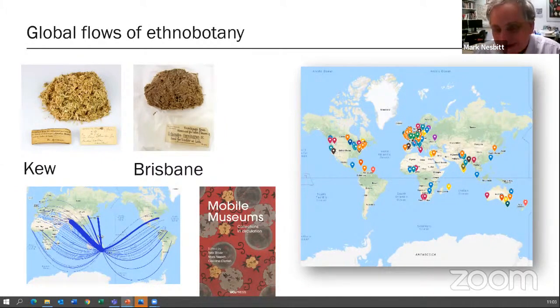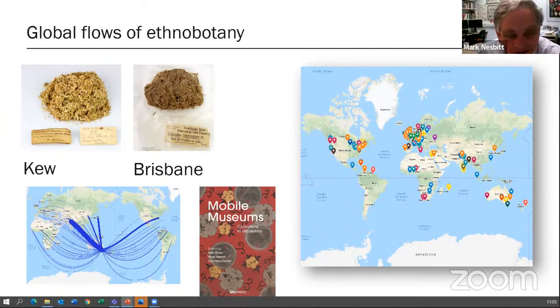So we made a number of trips tracking down where these objects had gone to and what happened to them on their journeys. How were they reinterpreted? What knowledge was gained or lost during those journeys? And taking the example of Sydney, we looked at how material flowed into the Sydney Museum of Economic Botany via Kew.